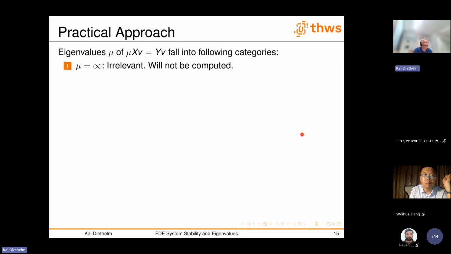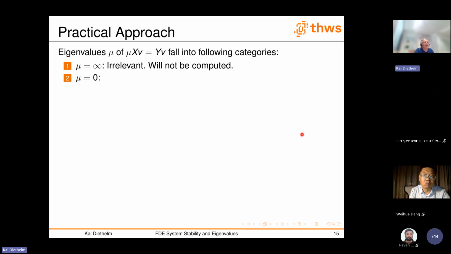Good. So now how does that work in practice? Well, it gives us lots of eigenvalues. And I said a few minutes ago, not all of them are relevant. So we have to distinguish the relevant ones from the irrelevant ones. First of all, the infinite ones are irrelevant. And by the particular way in which we design the algorithm or call the function, those will actually not even be computed, which saves us a bit of computation time.